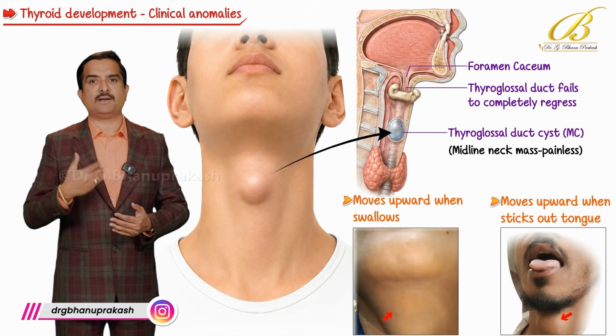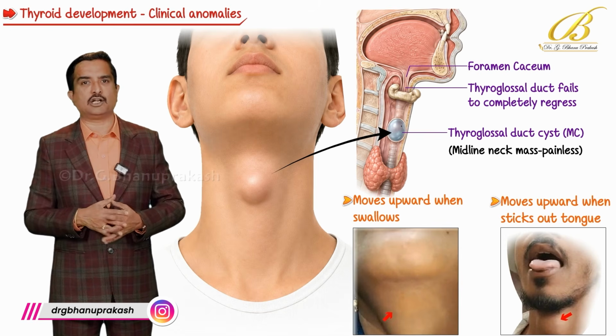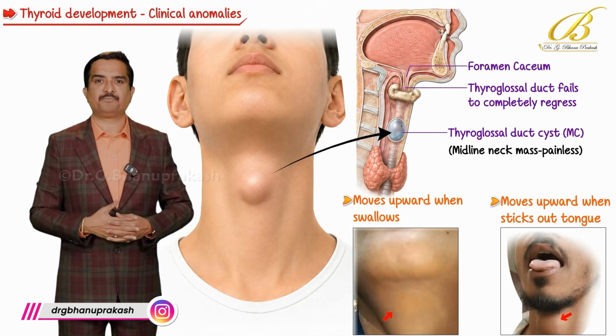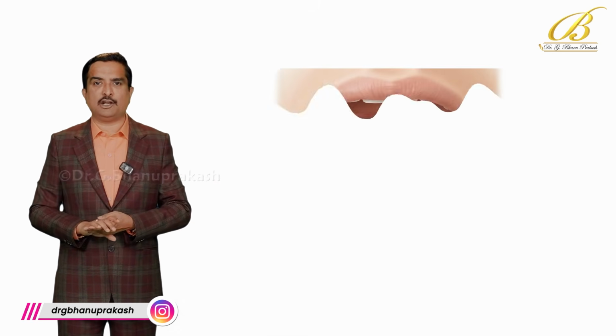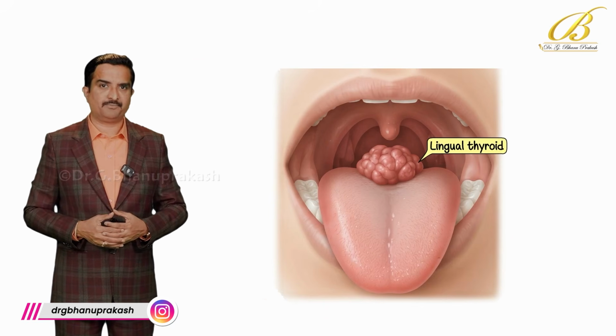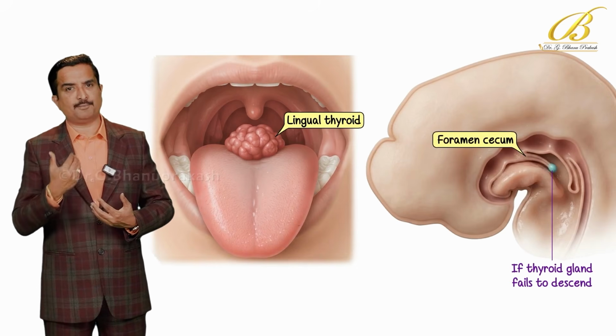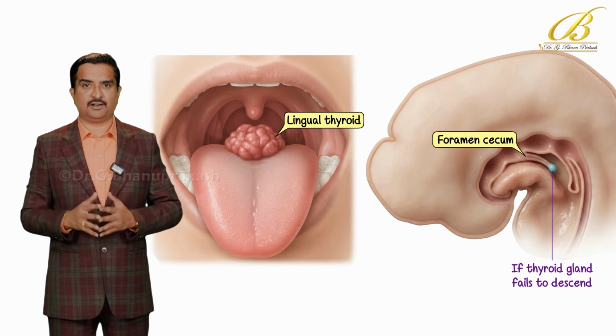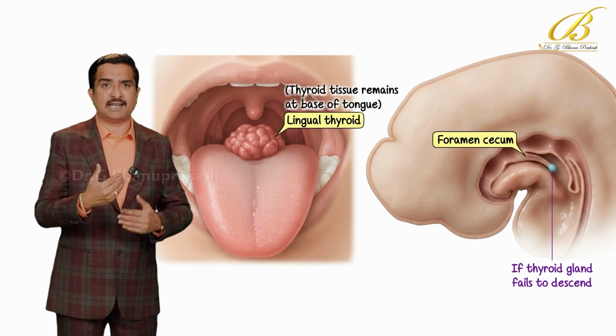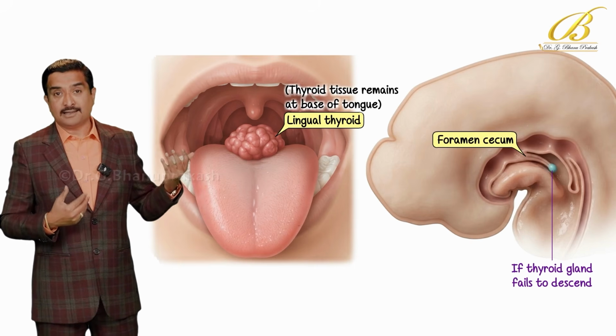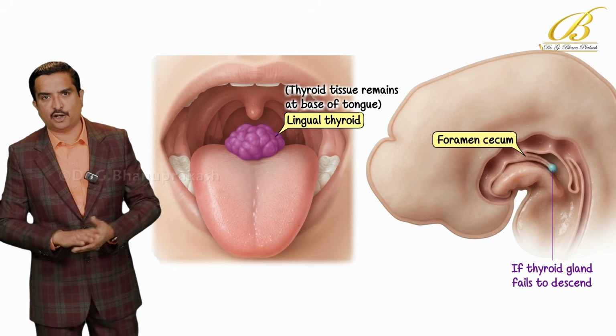This is the most common congenital neck mass you will encounter, most commonly we can say. So another important anomaly is the lingual thyroid. This occurs when the thyroid gland fails to descend from the foramen cecum. As a result, thyroid tissue remains at the base of the tongue itself. This is known as lingual thyroid.